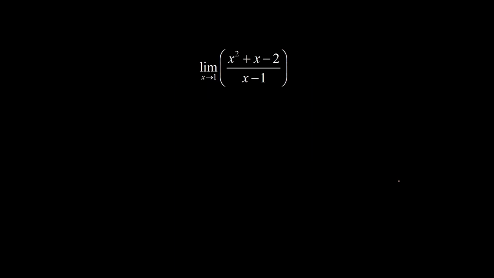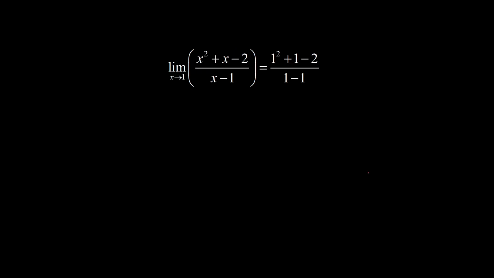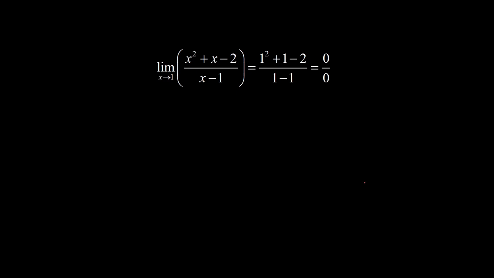So let's check out another one. Let's say we have this rational function. A rational function is a polynomial divided by a polynomial. And let's just plug the number in. Now, if we plug the number in here, though, something unusual happens where we get this 0 divided by 0.